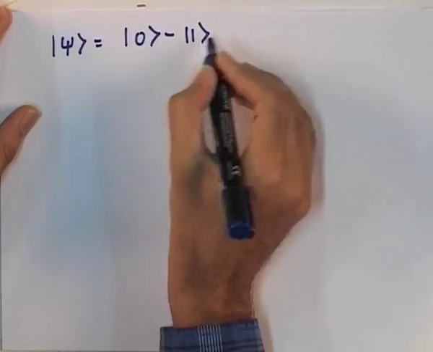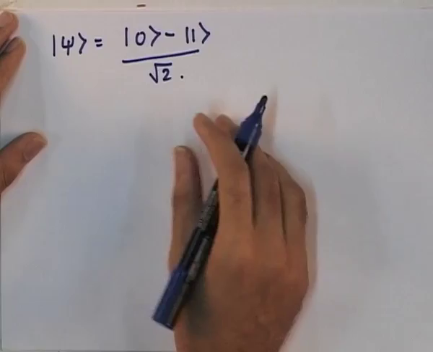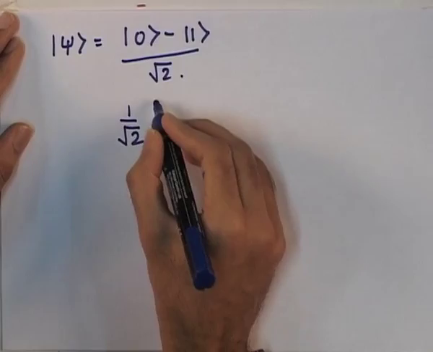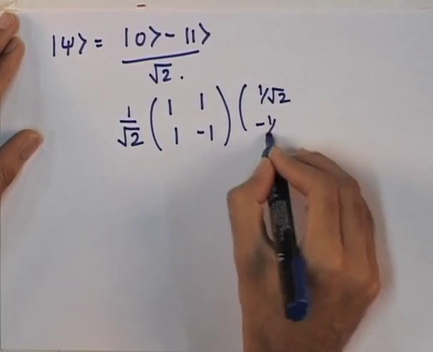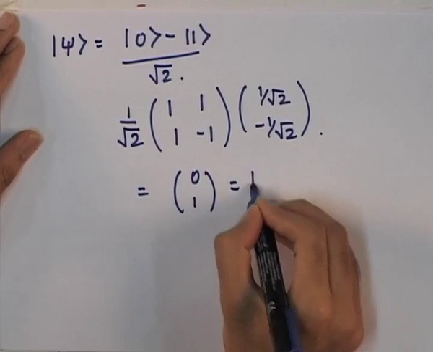The state which has been given to us is psi equal to (0 minus 1) upon root 2. So, the quantum Fourier transform of this will just be the Hadamard gate applied on this, which would be 1 upon root 2 times 1, 1, 1, minus 1 times 1 upon root 2, minus 1 upon root 2. And this is simply 0, 1, which is the state 1. So, the correct answer is option B.